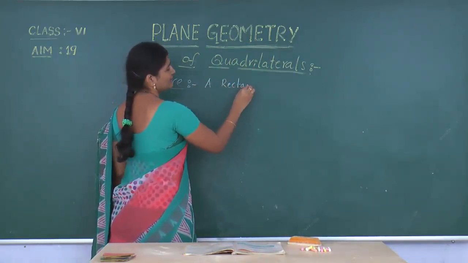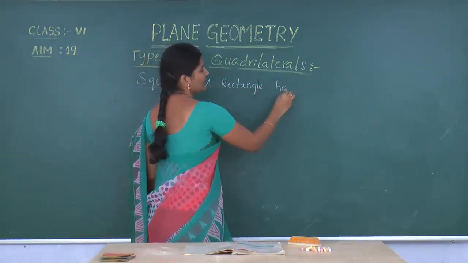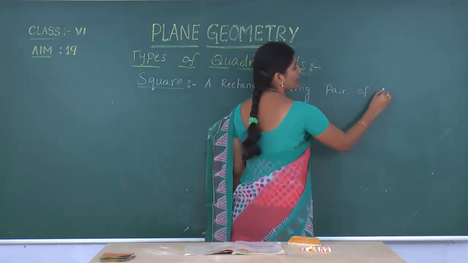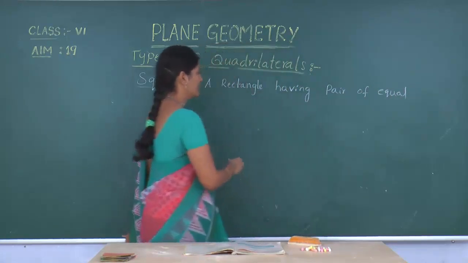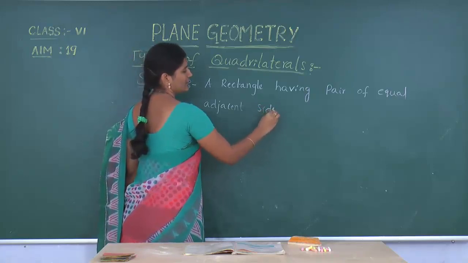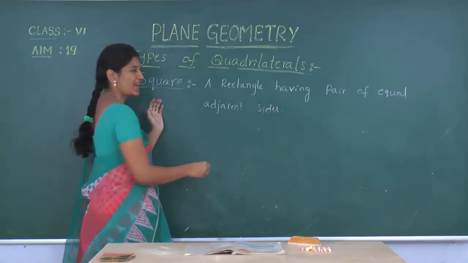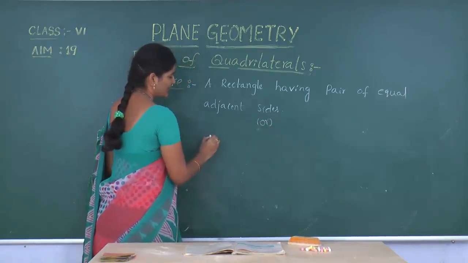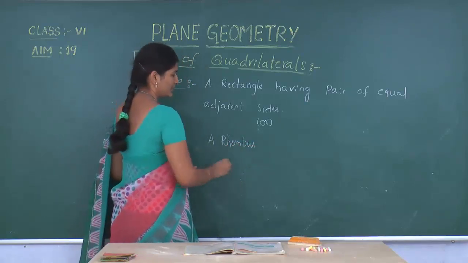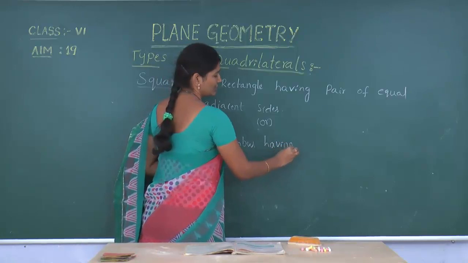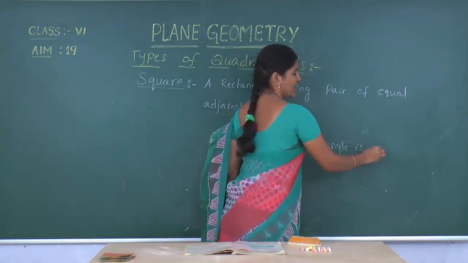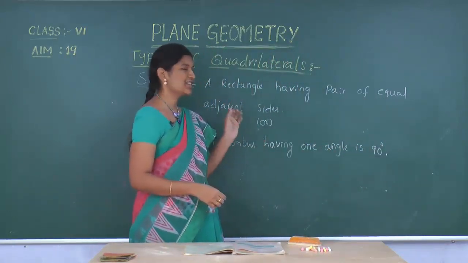A rectangle having a pair of equal adjacent sides, then we can say it is a square, or a rhombus having one angle of 90 degrees. Then also we can say it is a square.